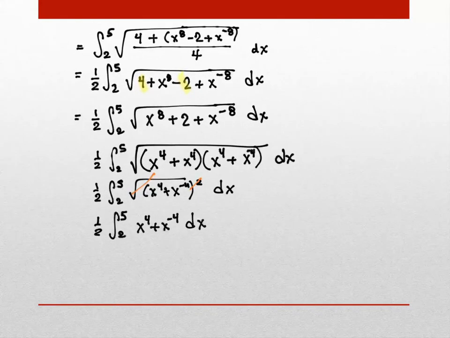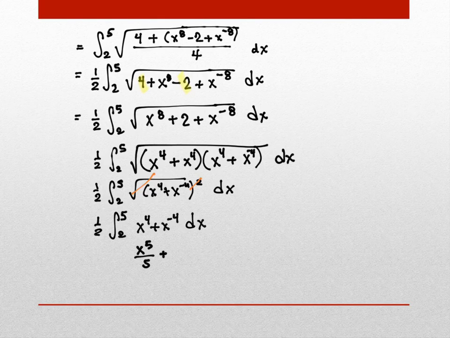Yeah, x to the 5th divided by 5. And what's the antiderivative of x to the negative 4? Very good. I've got echoing of it on both sides of the room. Good deal. So x to the negative 3 over negative 3. There's a 1/2 in front.